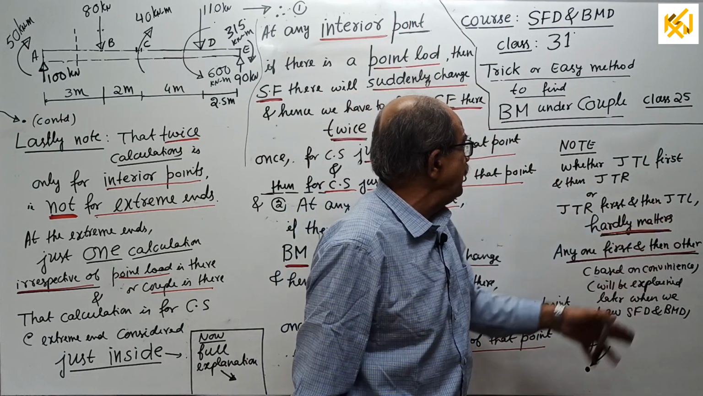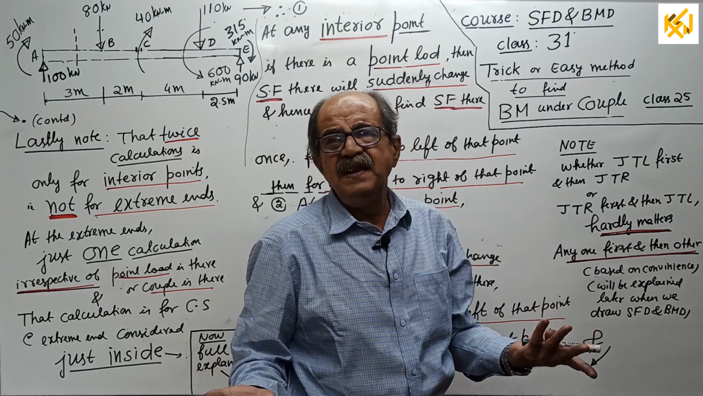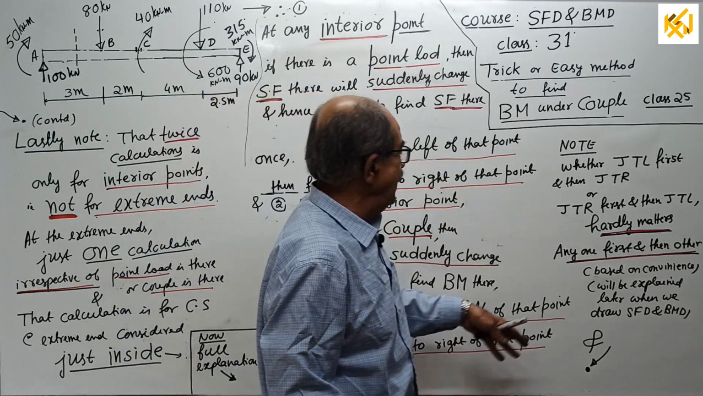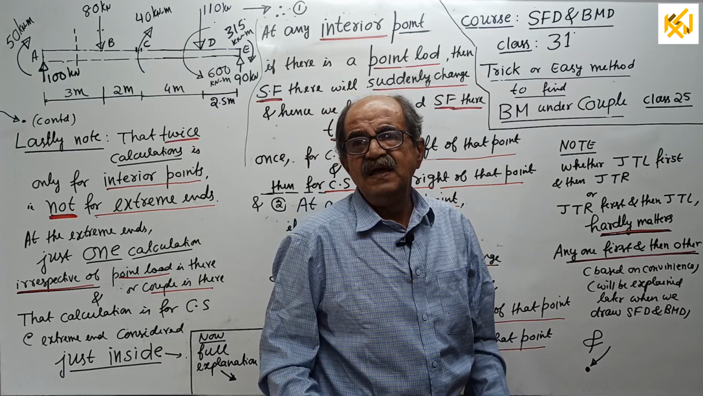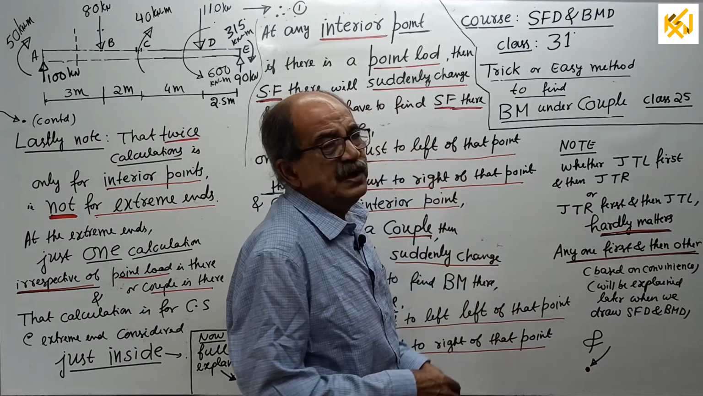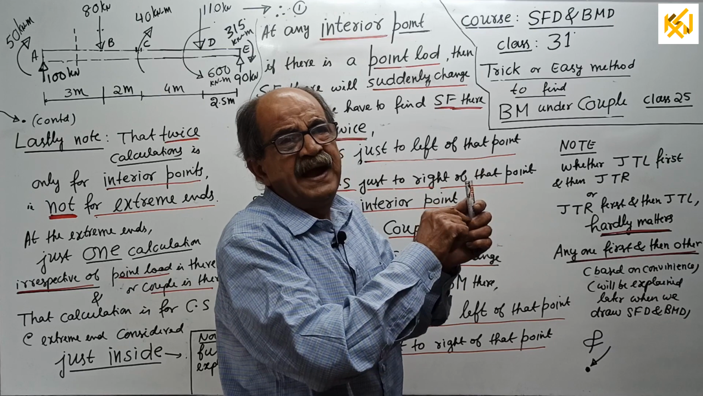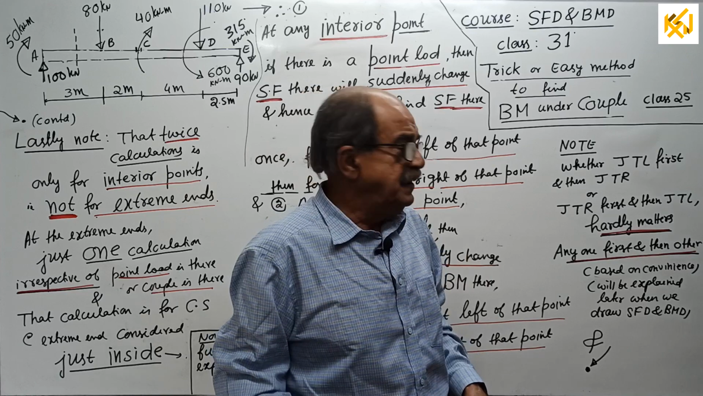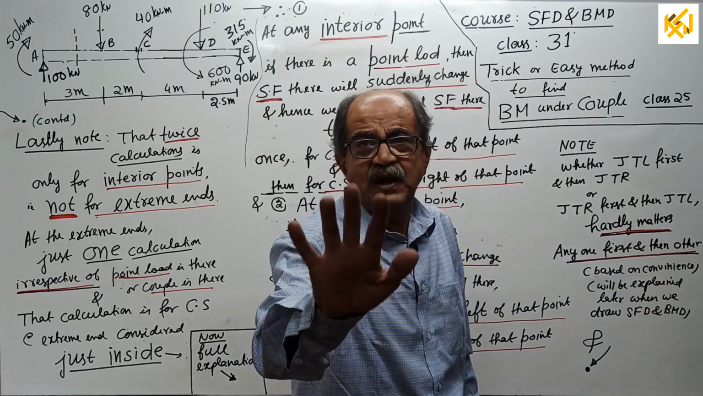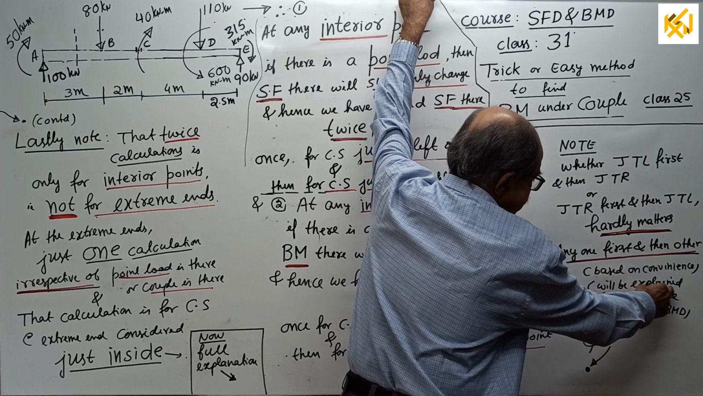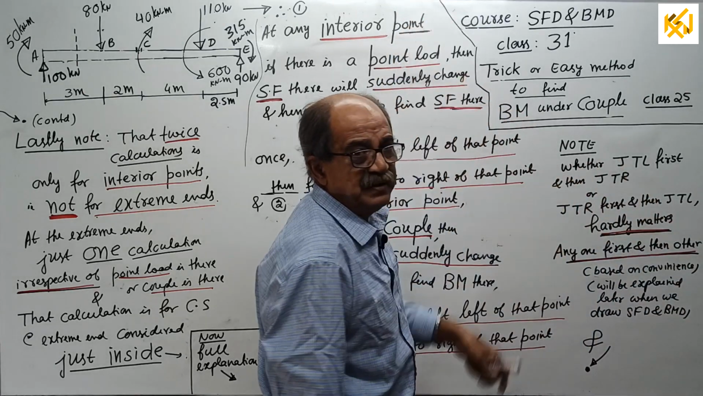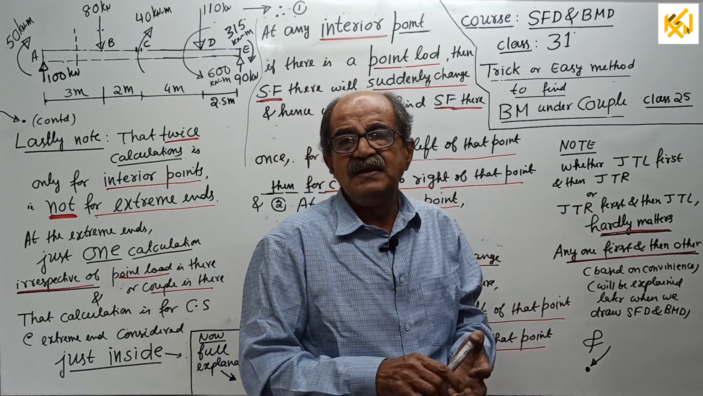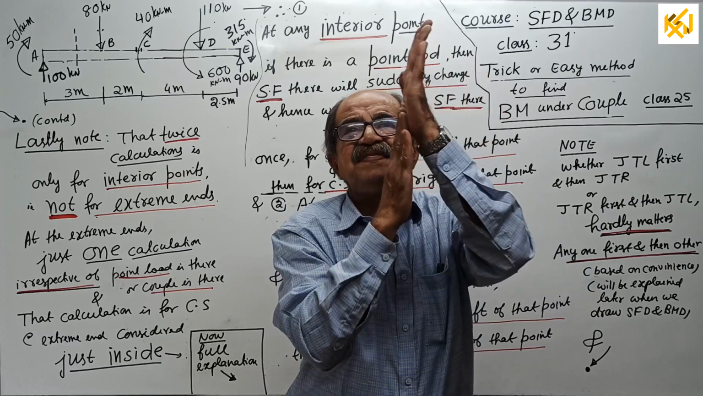And note, whether just to left first or just to right first hardly matters. There is no rule. I wrote here once just to left, once just to right. Actually, any one first, then the other. First find just to left, then find just to right, or first find just to right, then find just to left, depending on convenience. I will tell you what that is later. It will be explained later when we draw SFD BMD. And one more thing, I will tell an easy way to remember. See, shearing force is like this.